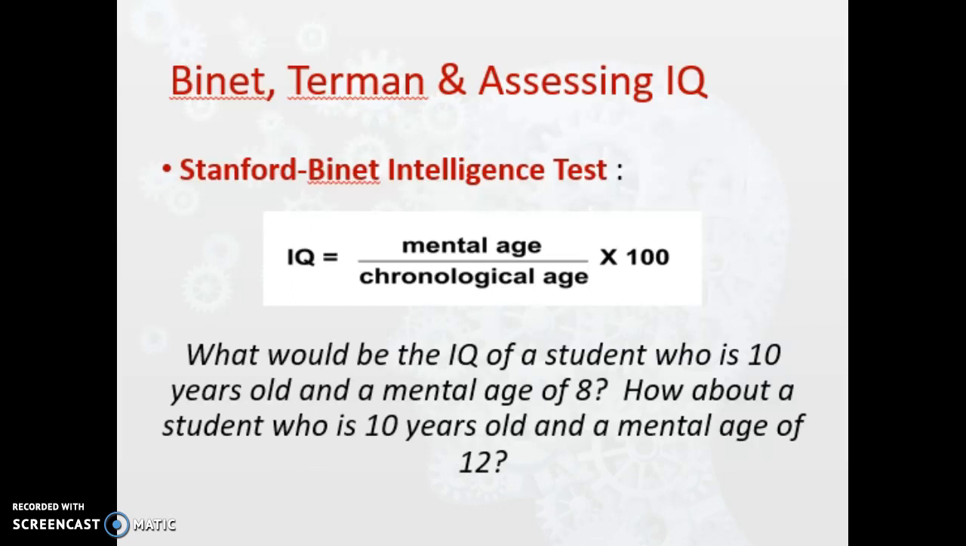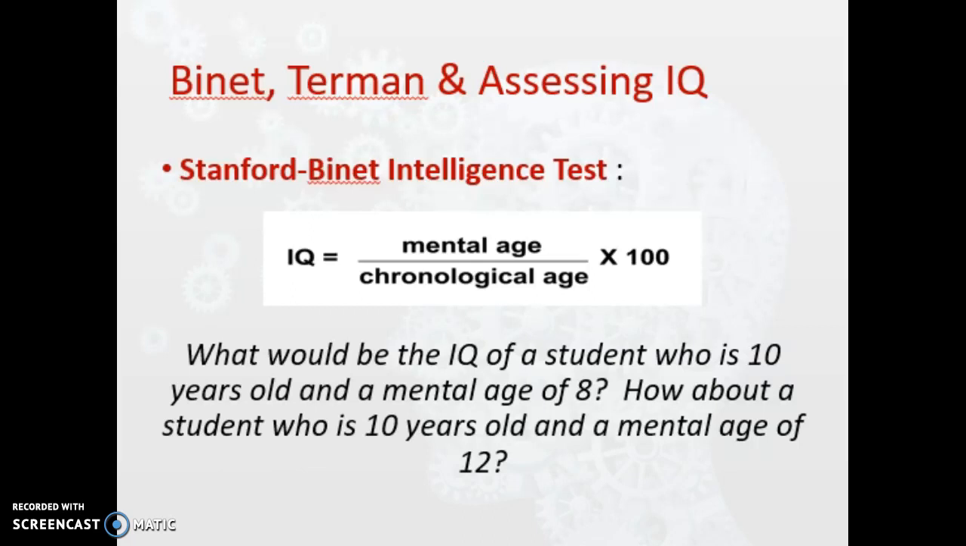I have that question up here. If a student is 10 years old and has a mental age of 8, well, if you take that mental age of 8 and divide it by 10, it gives you 0.8 times 100. That'd be an IQ of 80, which makes sense. 80 is less than 100. If you have a 10-year-old who has a mental age of 8, of course they're going to be below average.